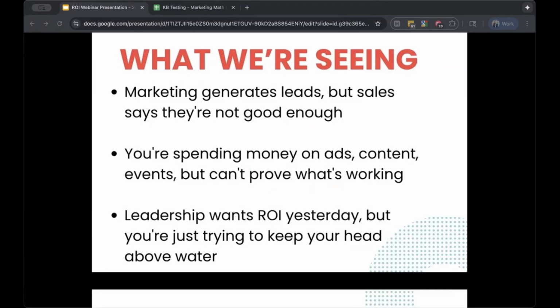I've been there and I feel like it's a really tough place to be. Even if you feel like you can prove that marketing is performing and doing its job, it still feels like, what's happening with all of this? So this is common to what we're seeing all the time. Marketing is generating leads, but sales doesn't think they're good enough. You're spending money on ads, content, events, whatever is in your marketing plan, but you can't prove what's working. And then leadership or key stakeholders want that ROI immediately. In fact, they want it yesterday, but you're just trying to keep your head above water and you're balancing a ton of things.